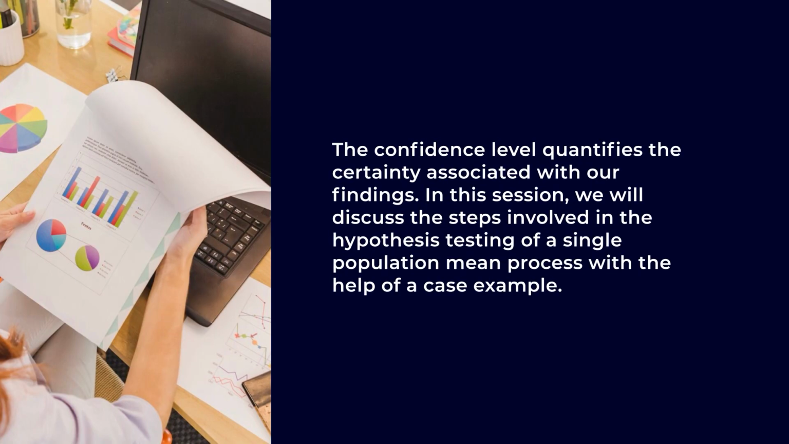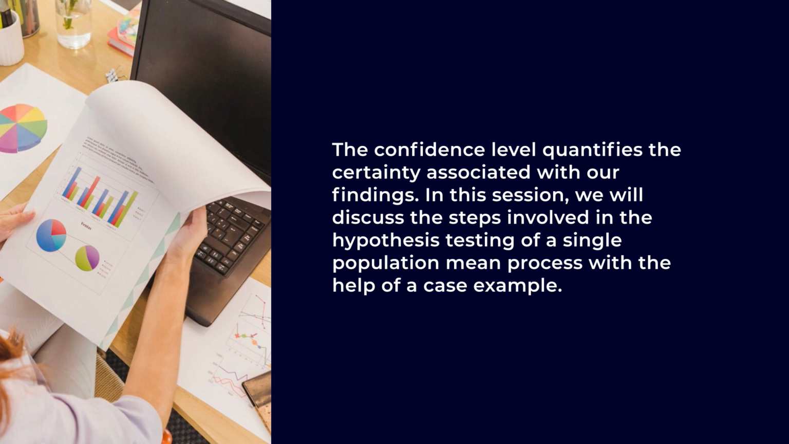The significance level establishes the threshold for rejecting the null hypothesis based on the p-value, which reflects the probability of observing the obtained result if the null hypothesis were true. The critical region defines the range of outcomes that would lead to rejection of the null hypothesis. Furthermore, the confidence level quantifies the certainty associated with our findings.